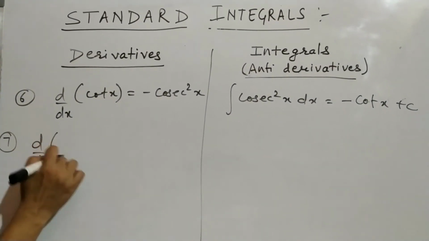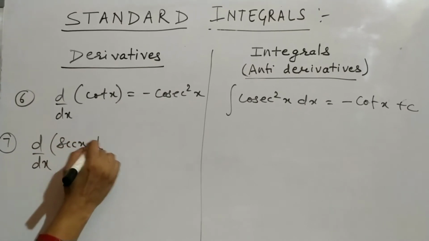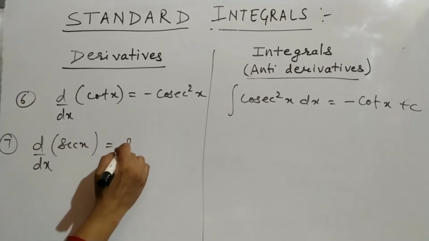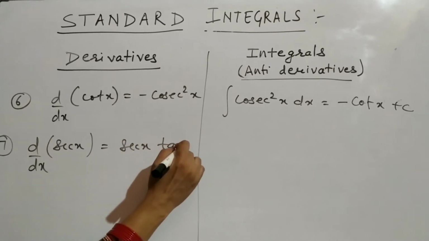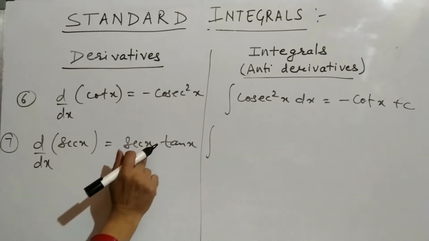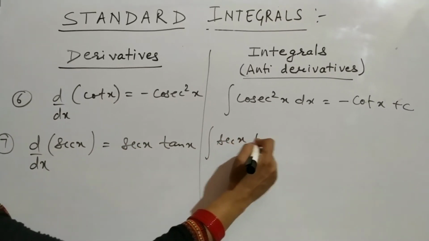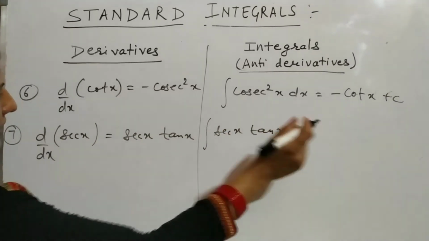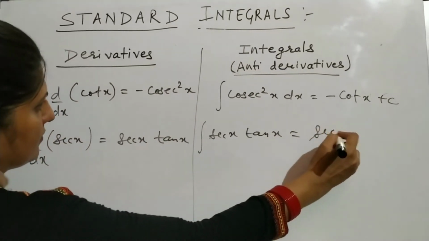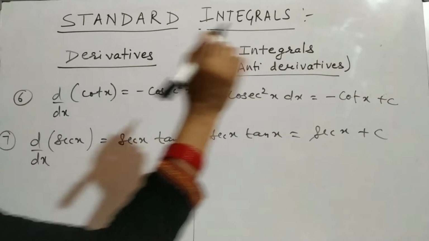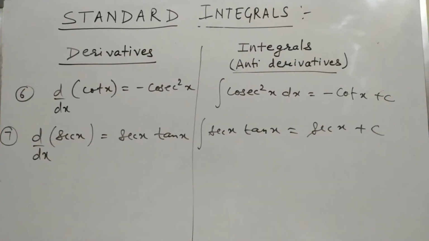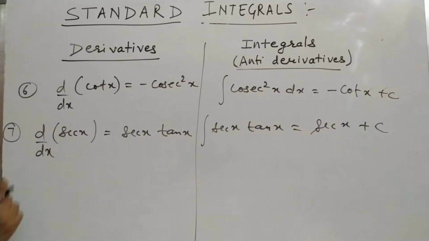We know the derivative of secant x is equal to secant x into tangent x. That implies the integration of secant x into tangent x is equal to secant x plus c, where c is the constant of integration, or you can say an arbitrary constant.